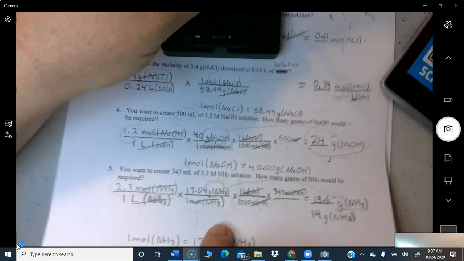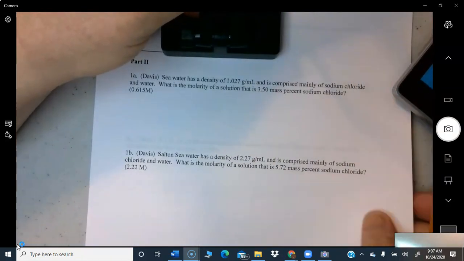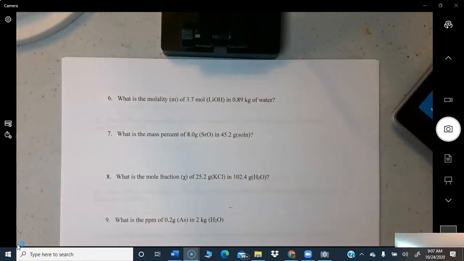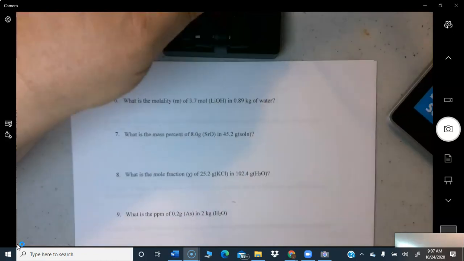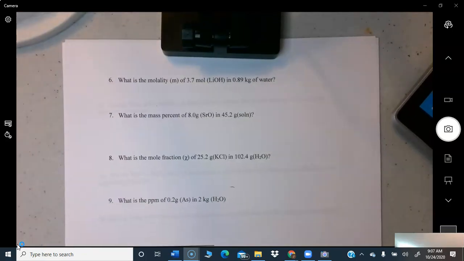So these are the problems we did in class. It's a second chance because you really want to have these fundamental calculations of these different measures of concentration down before you get into some deeper problems. All right? Okay, number 6. Now we're getting into molality.